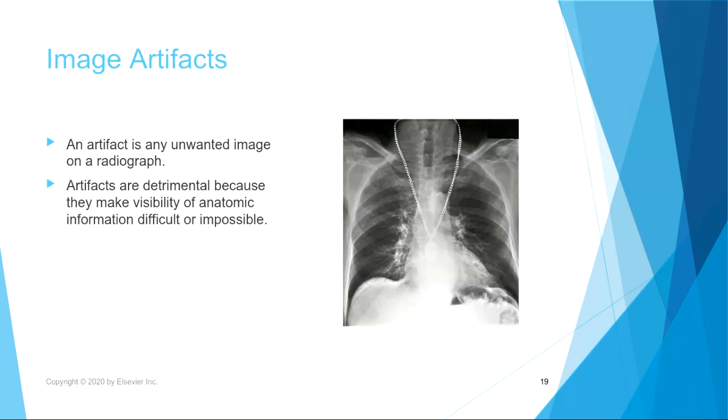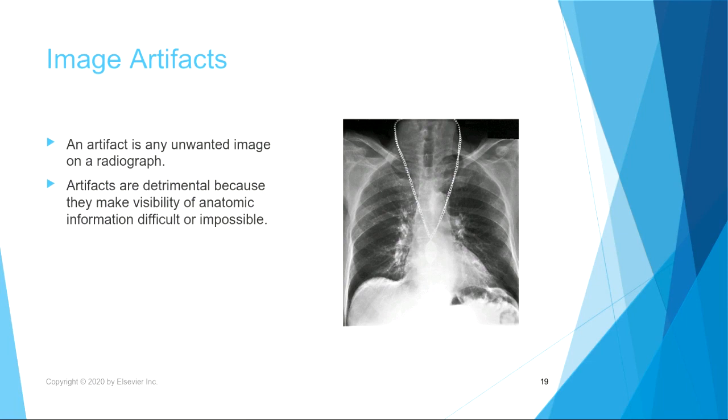And the last thing they talk about in this chapter are image artifacts, and realize that we can have image artifacts both with film screen and with digital systems. And an artifact is basically any unwanted image on a radiograph.